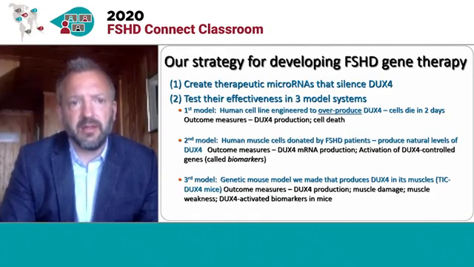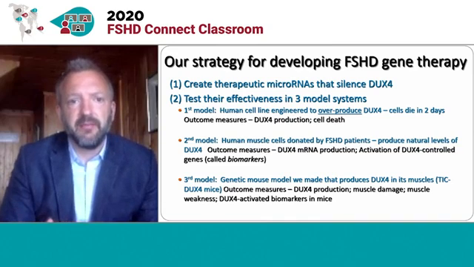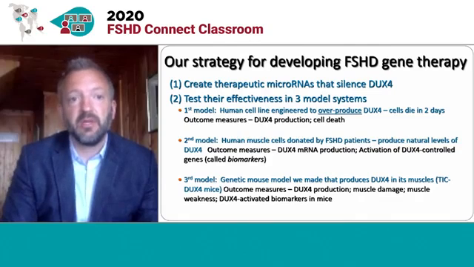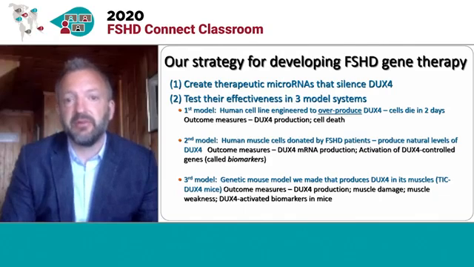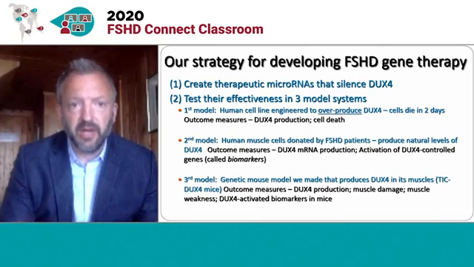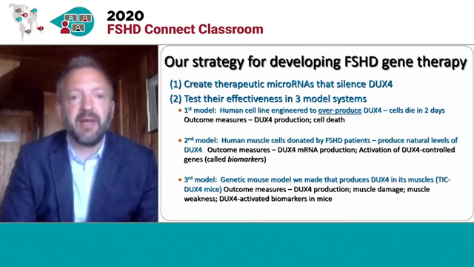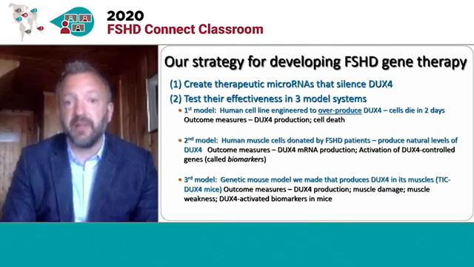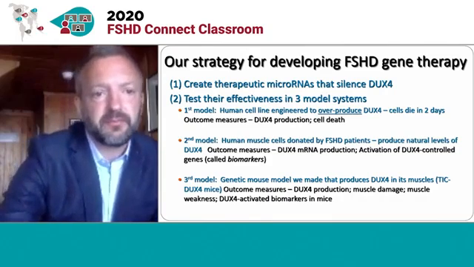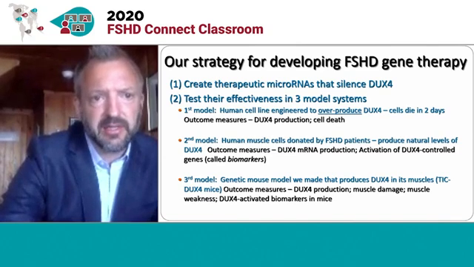But the overview of it is that we have human cell lines that overproduce DUX4, and we can measure certain outcomes in those. We have human muscle cells that were donated by FSHD patients that produce natural levels of DUX4, and we can measure other outcome measures in those cells. And then we have a mouse model that we've made that produces DUX4 in its muscles and develops symptoms of muscular dystrophy. So we can test whether or not we can prevent some of those outcomes of muscular dystrophy in these mice. And I'll show you some examples of that on the next couple of slides.